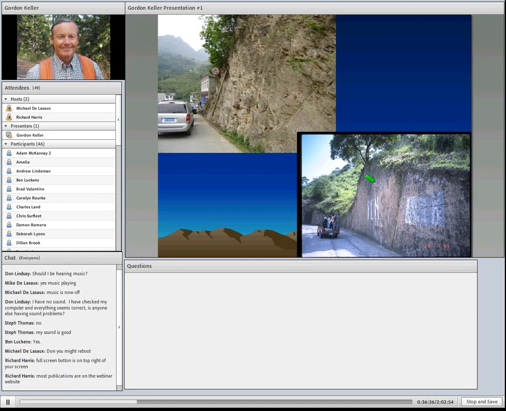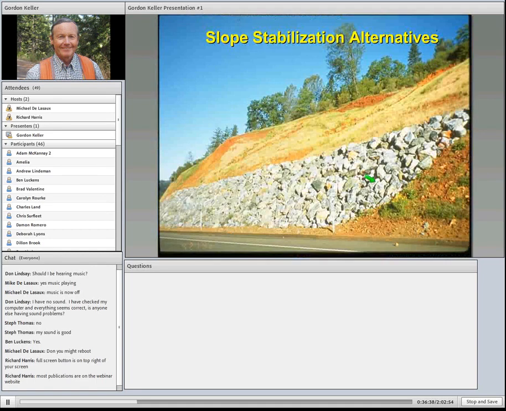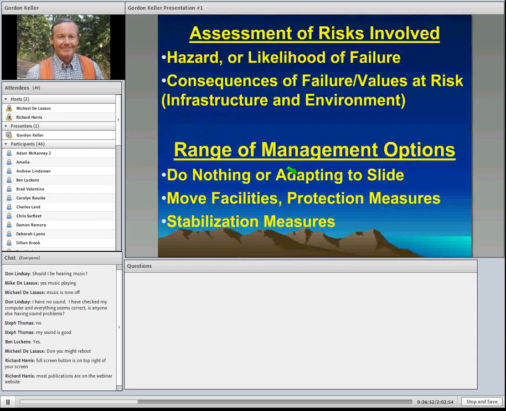So let's look at a lot of stabilization alternatives that we have out here. This happens to be a rock buttress from a highway project over towards the Forest Hill area. There's a couple of things we want to look at first. When we have an instability problem, we have to think about what the real risks involved are. And risk involves 2 things. One is how likely is it to fail, and 2, so what? If it fails, what are the consequences, or what are the values at risk? And those values are sometimes erosion, sometimes water quality. So they're both infrastructure and environmental values.